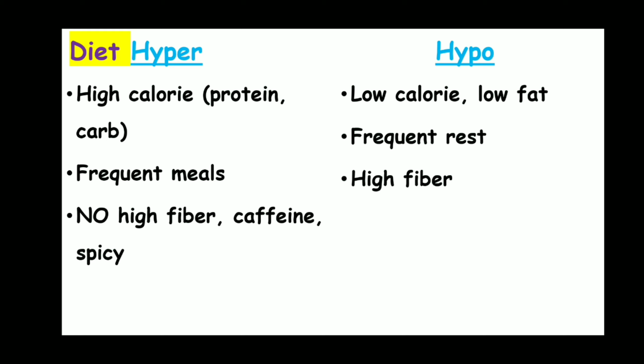In hypo, you need to give a low calorie, low fat diet, as they already have weight gain. Frequent rest periods, because they will be always tired, so frequent rest periods are important. Since they have constipation, you can prescribe them a high fiber diet. This is the diet to be prescribed. When you remember the signs and symptoms, it's easy to remember the diet also.